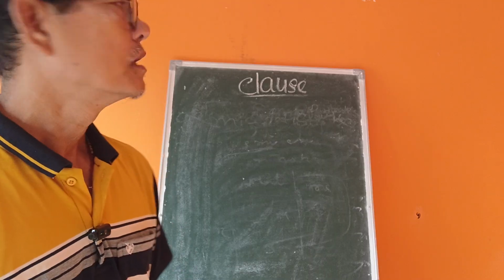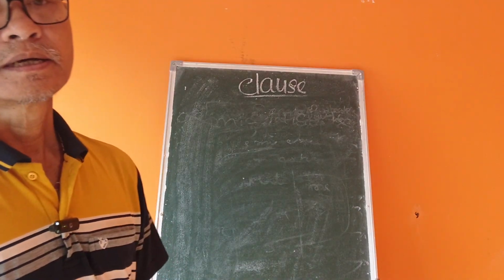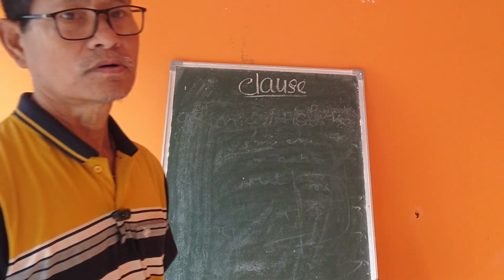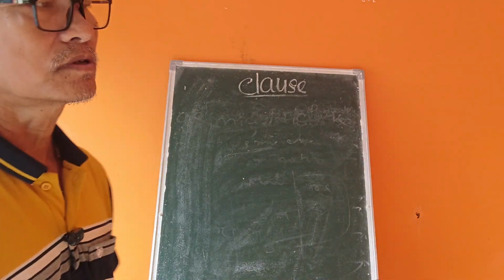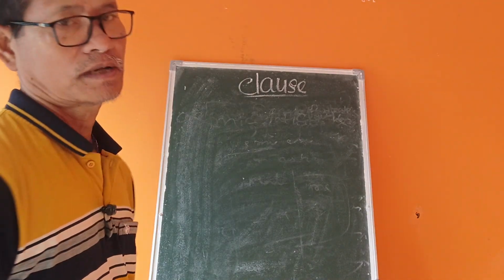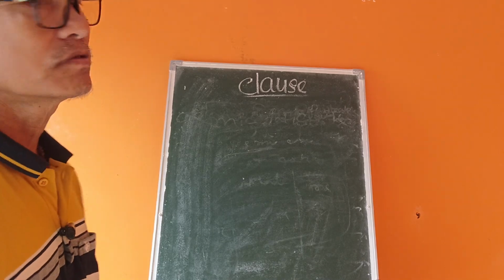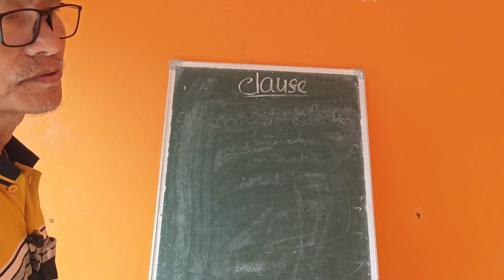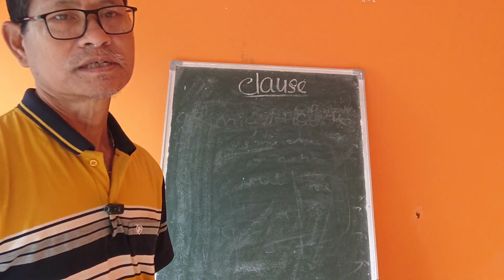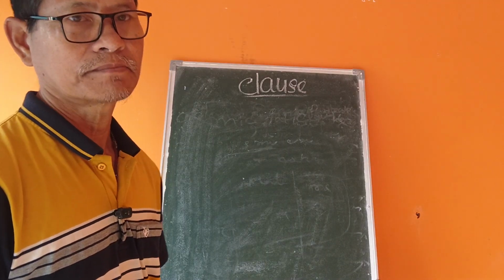Therefore, now we have to know, we try to know what is the definition of clause. First we try to know the definition of the subject. Today's subject is clause. That's why we try to know the definition of clause. What is clause? Clause is a part of sentence which has a subject and verb.